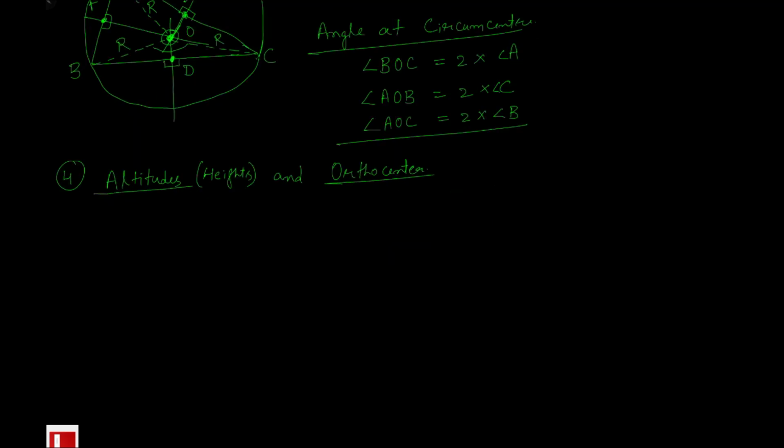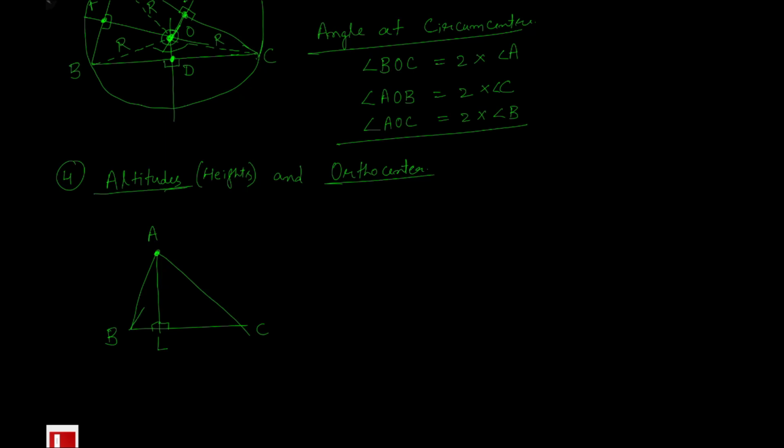Now the fourth point, that is altitude, that is height, and orthocenter. Once again, I'll show the process of drawing so that it helps you in some questions. This is the triangle ABC. What is the meaning of altitude? The height of a point from the opposite side. So I simply drop a perpendicular from A to BC. Let's call this AL. AL is perpendicular to BC, but L may or may not be the midpoint.